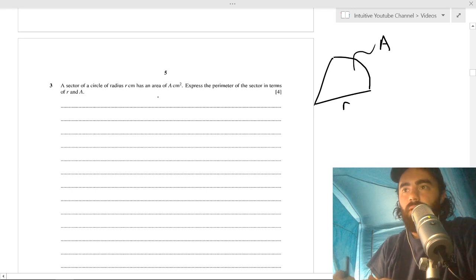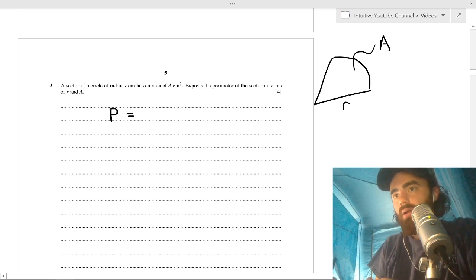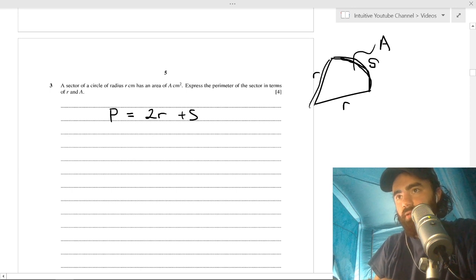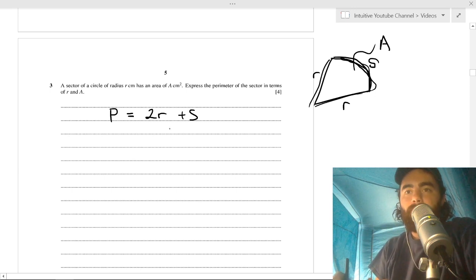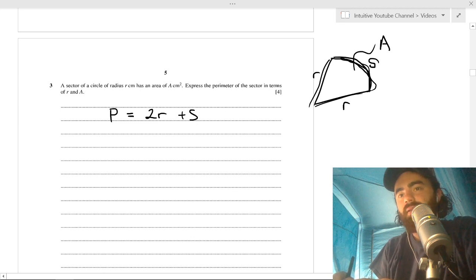Okay, well, let's first of all write an expression for the perimeter. This is going to be r, and this is our arc length, which we could call s. So it's going to be 2r plus s; this plus this plus this is your perimeter. So we need to find an expression for the perimeter in terms of r and a, so we need this s to be in terms of r and a.